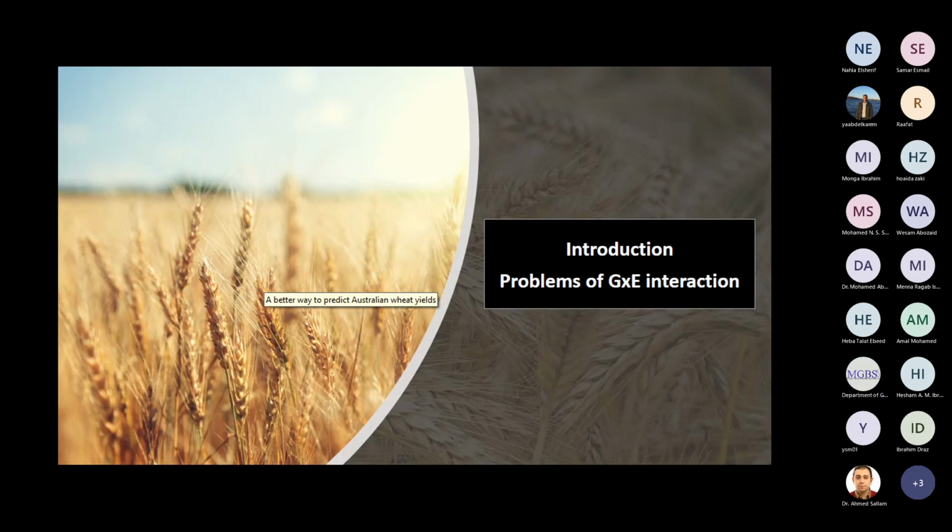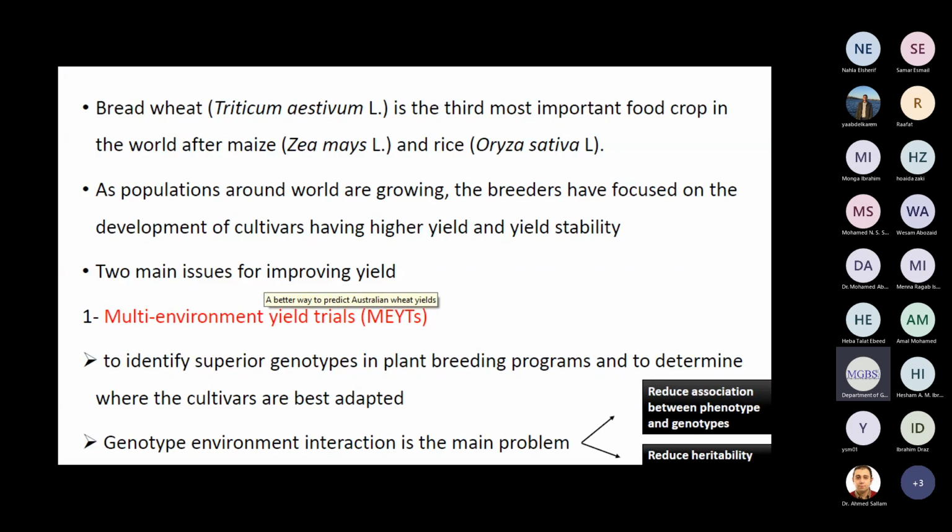On to the introduction. So all of us, I will just go quickly for the introduction. All of you know that wheat is a very important crop because all of us eat bread, not only in Egypt, around the world, and it occupied after maize and rice. As the population around the world is growing, the breeders have focused on the development of cultivars having higher yield in combination with biotic and abiotic stress tolerance.